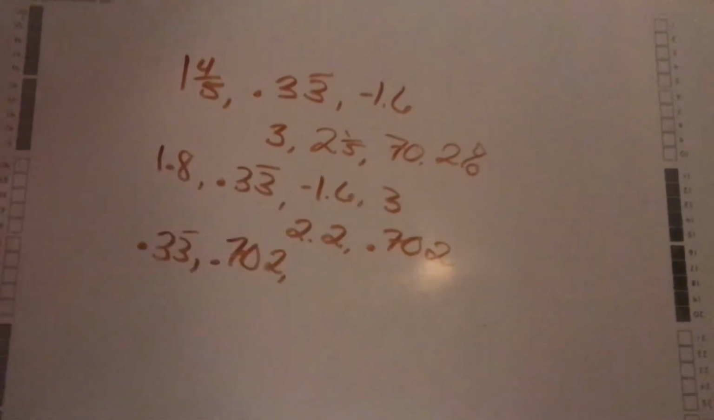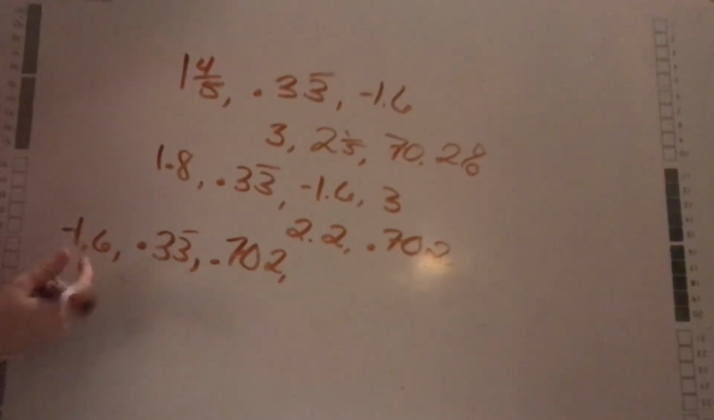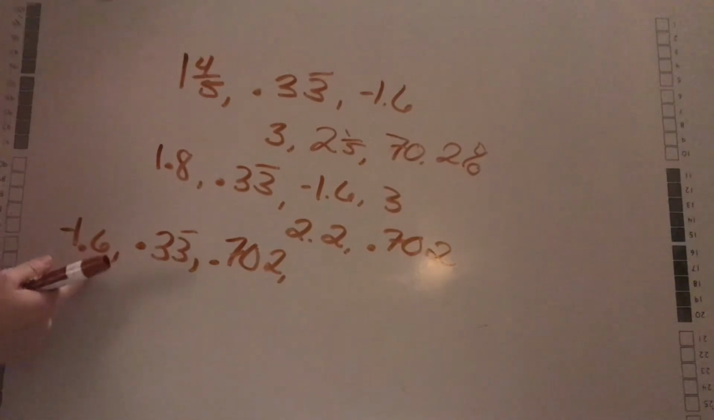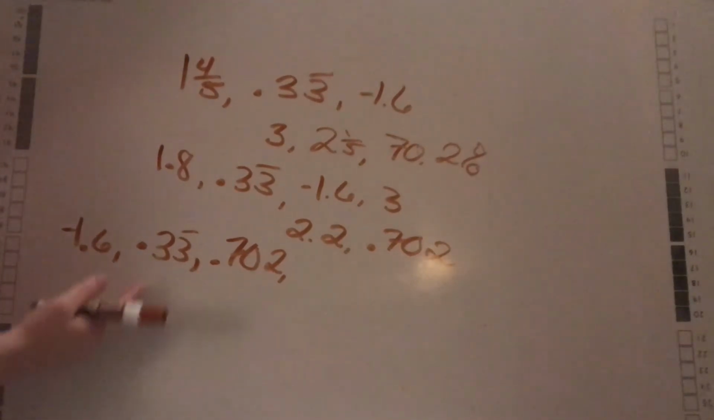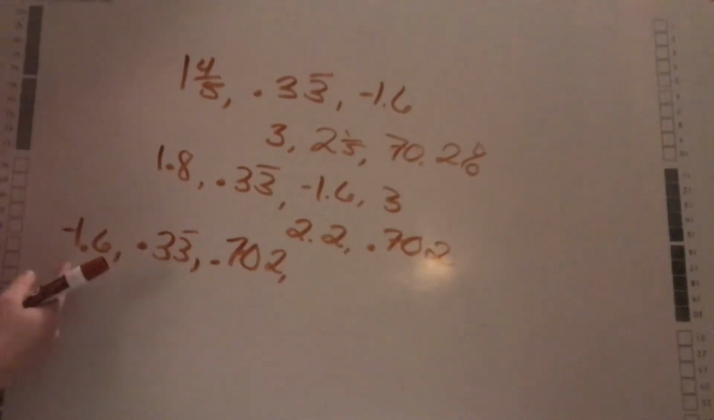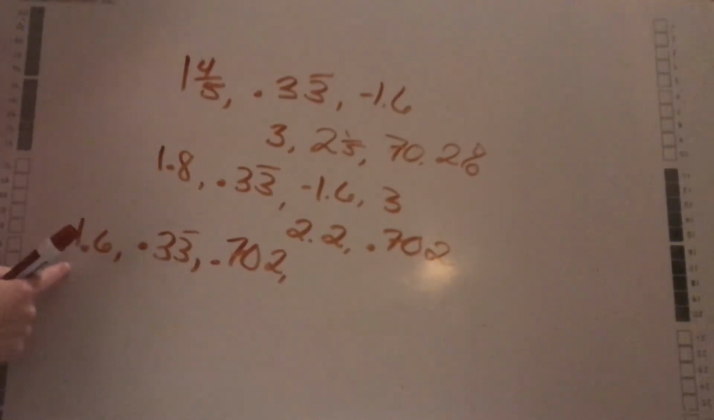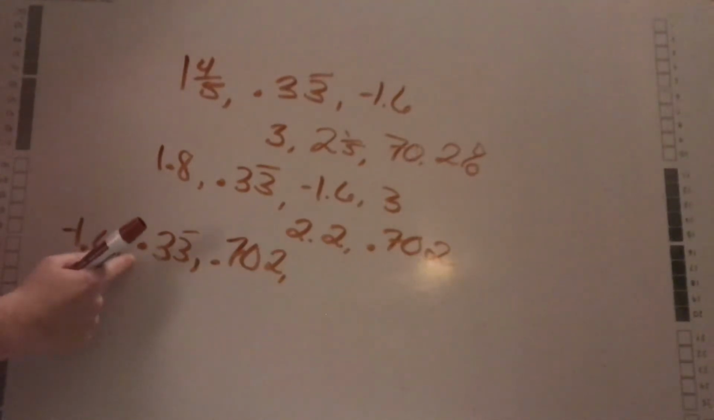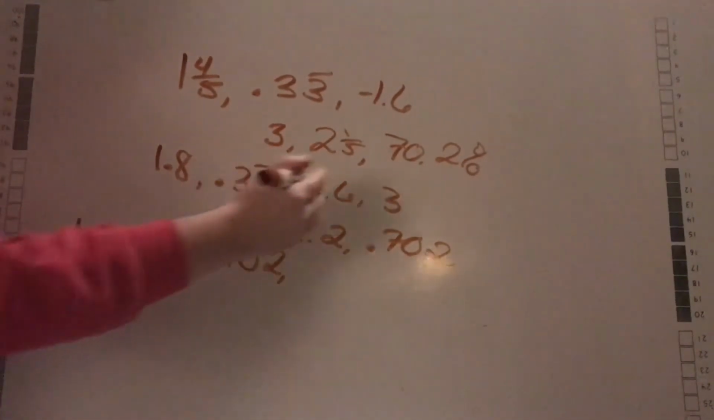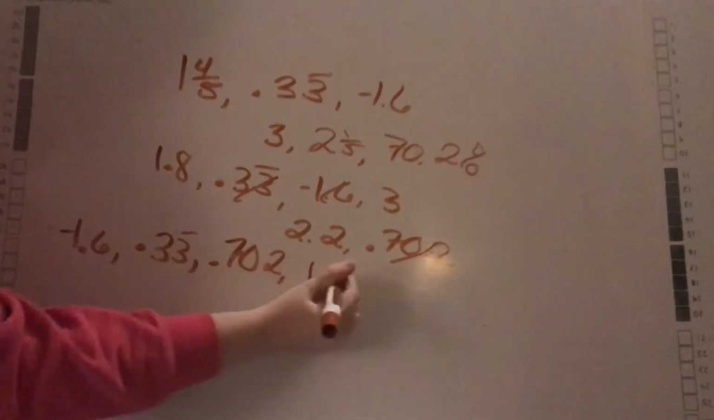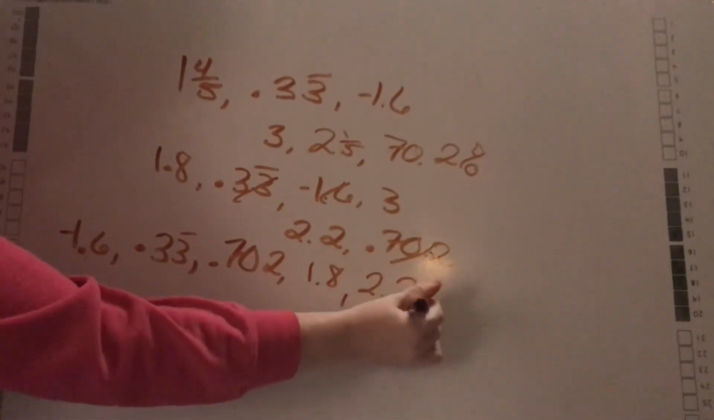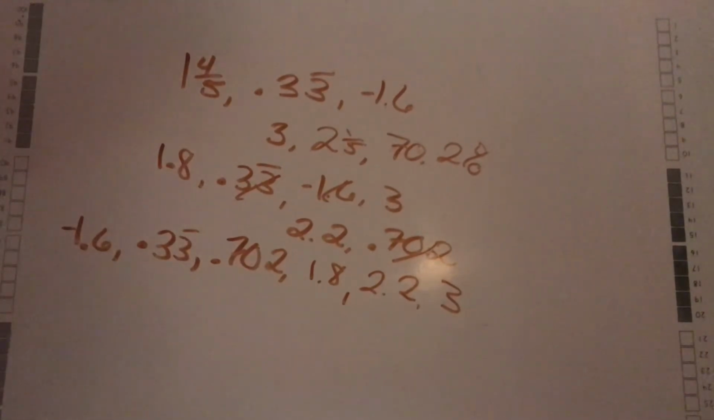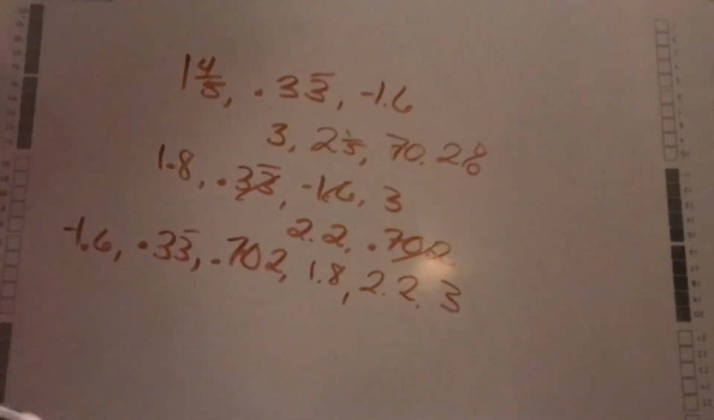Oh shoot, that was a negative. Negative is going to go before here. So just put that over here because, remember, negatives on the number line are on the left side of 0. This is going to be on the right side of 0. So your negative goes first. I forgot we had one of those. So negative 1.6, 0.33 repeating, 0.702. Now we get to our whole numbers. We have 1, we have 2, and we have 3. So let's check that with the book and see if we did it right. Yes, we did. Then for the answer, they converted them back to what they were originally.